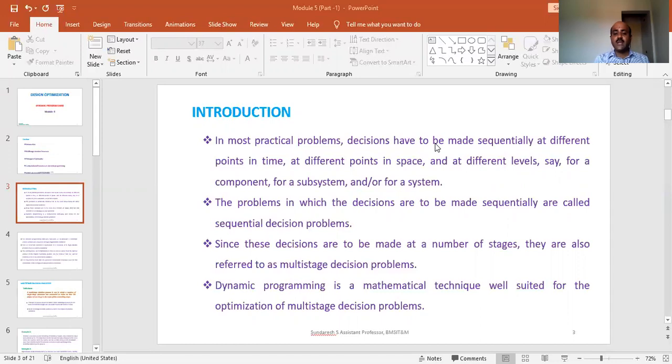Dynamic programming is a mathematical technique well suited for the dynamic optimization of multi-stage decision processes. In the sense, when we want to optimize or solve multi-stage decision problems, dynamic programming is one of the best suited techniques, and we will go on to understand what this dynamic programming problem is.